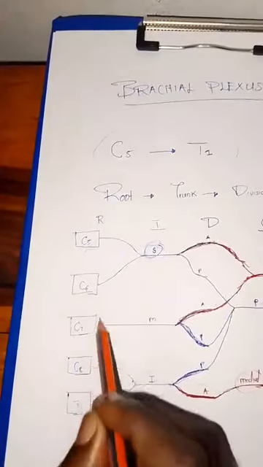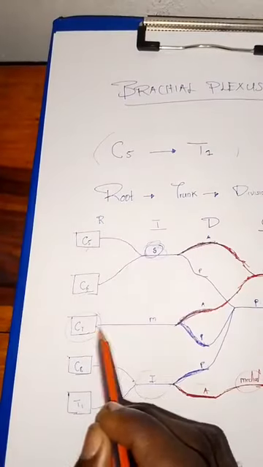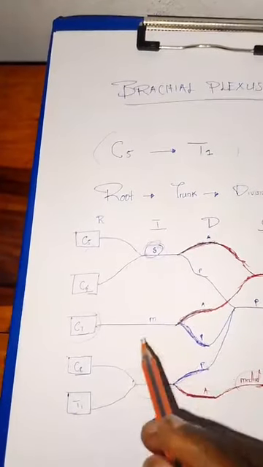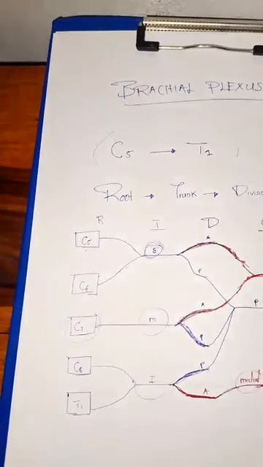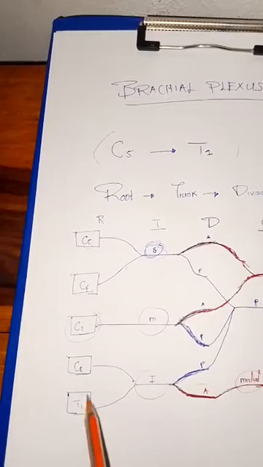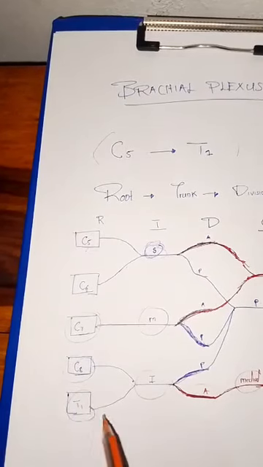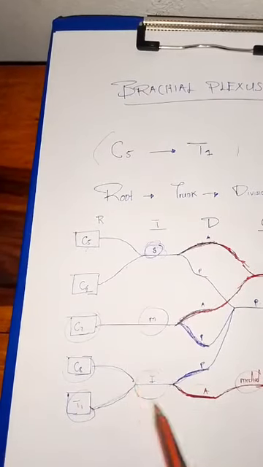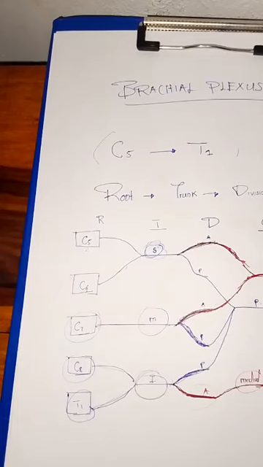Then from there, we're going to find that C7 just goes straight on its own and forms the middle trunk. Then we're going to find that C8 and T1 join together and form what we call the inferior trunk.